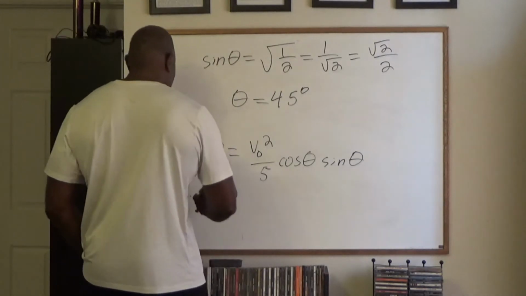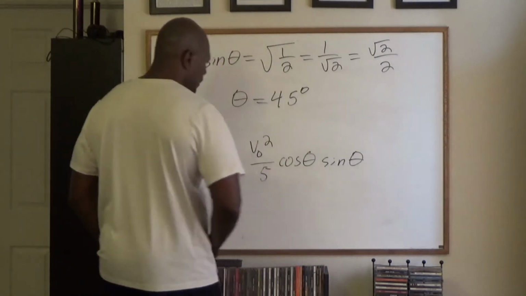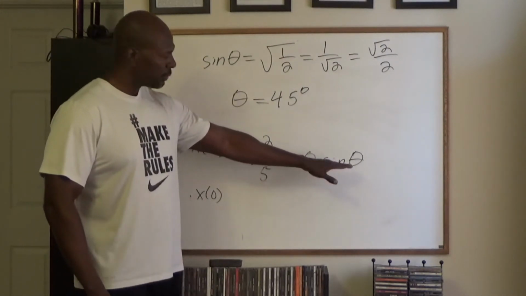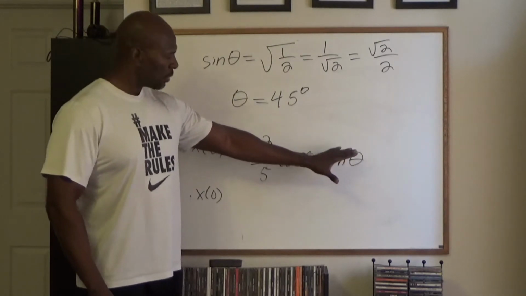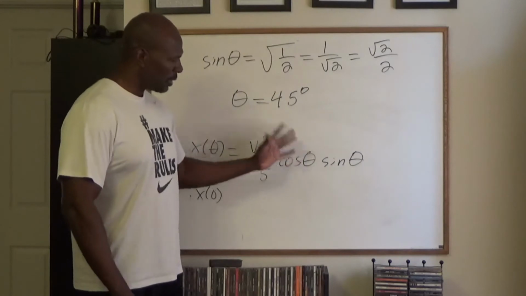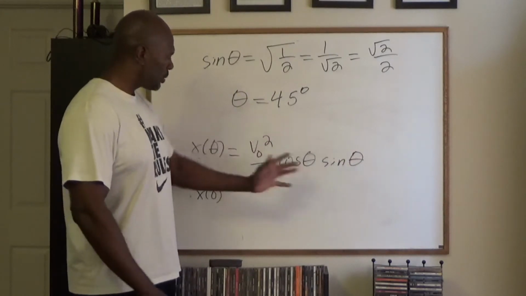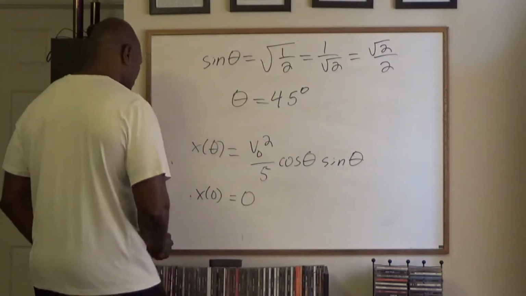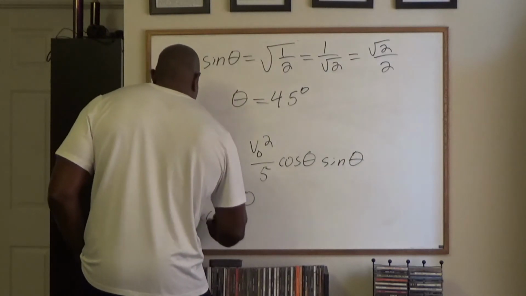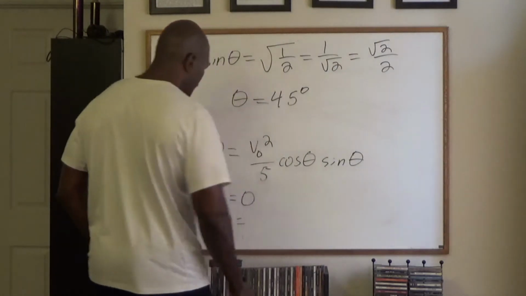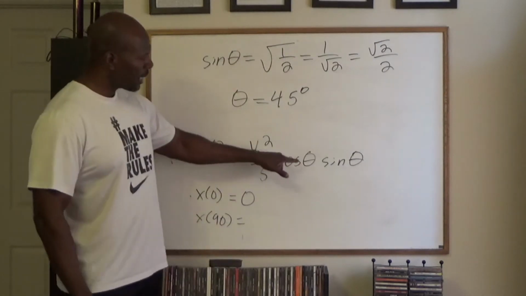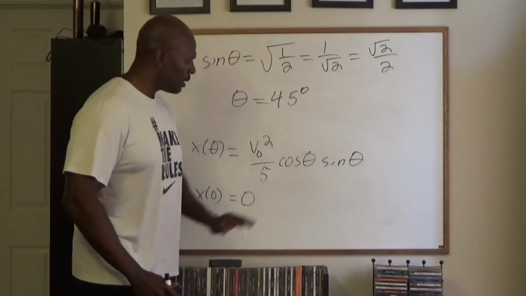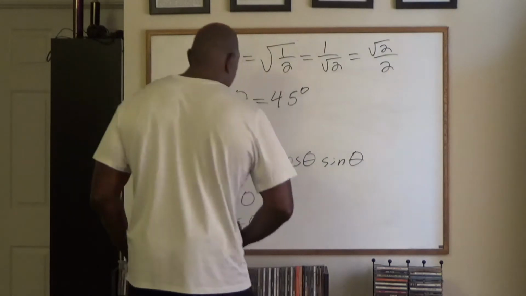So if I plug in 0 for theta, well, I have to take the sine of 0. The sine of 0 is 0, so all of this is going to become 0. Cosine of 0 is 1, but the sine of 0 is 0, so this would be 0. Let's try the other endpoint, 90. If I find x of 90 degrees, well, the cosine of 90 is 0. Sine of 90 is 1, but it doesn't matter. Cosine of 90 is 0, so all this will be 0, and so I get 0.